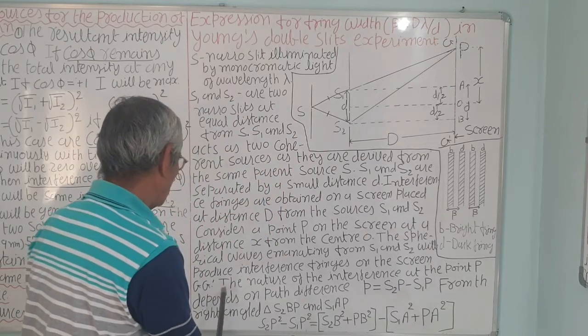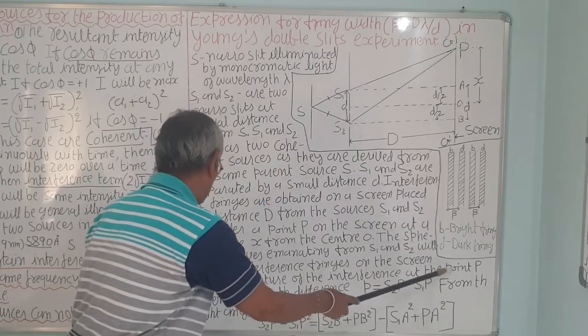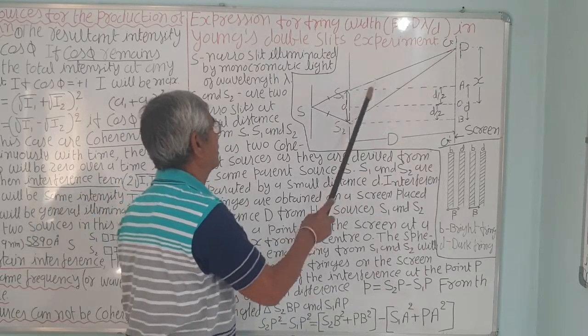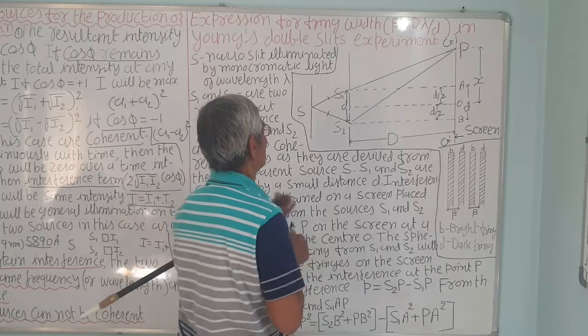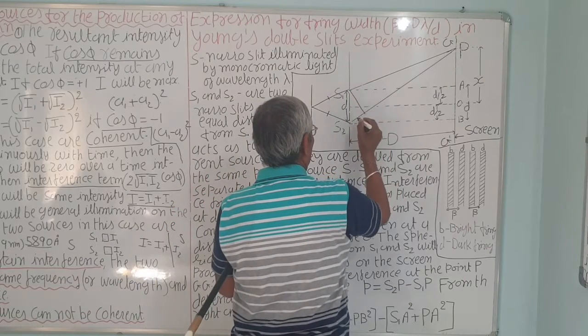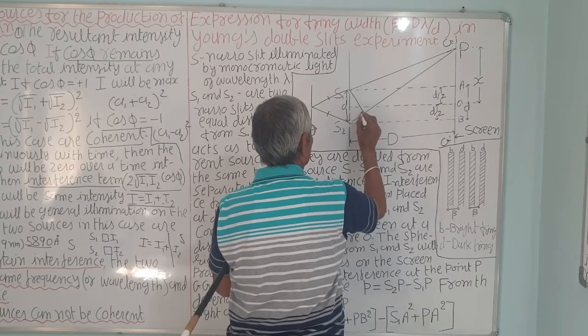That is, the nature of the interference at the point P depends on the path difference. The path difference between these two is, see, if you draw the normal, you can get this. This is the difference in the path.